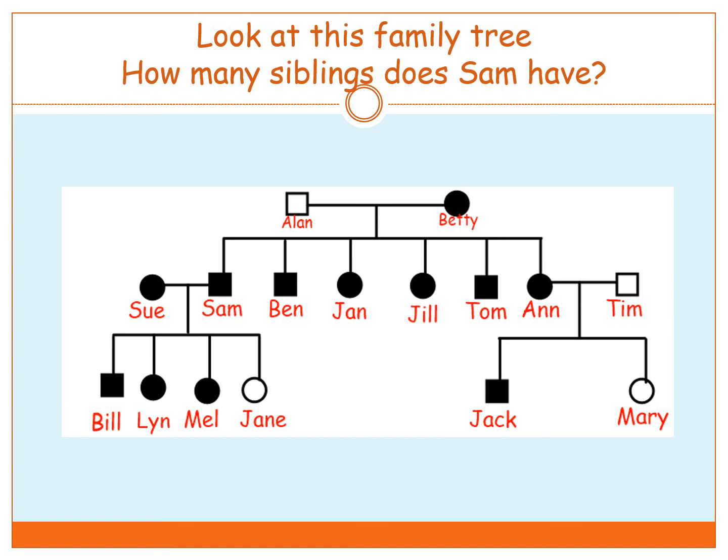So then it says, look at this family tree. How many siblings does Sam have? So again, pause the video and try to answer it before I go over the answer. So the answer would be, first of all, we need to find Sam, and then we need to look at the siblings. So that would be all of the people that are on the same branch. So Ben, Jan, Jill, Tom, and Anne. So 5 siblings.